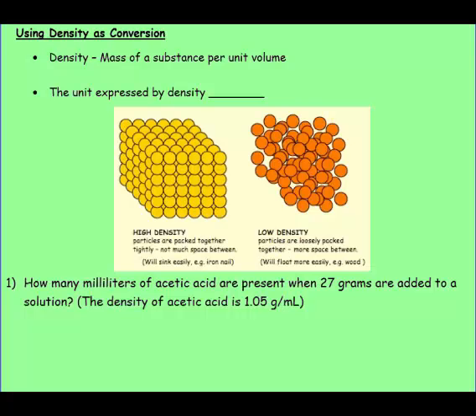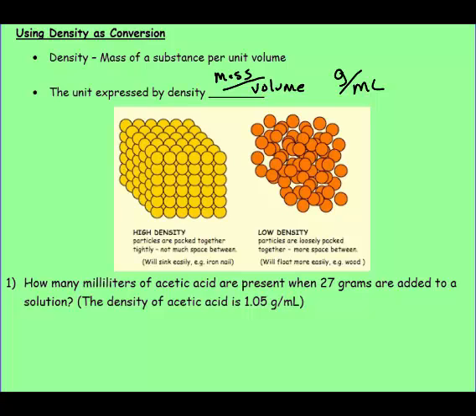Density is the mass of a substance per unit volume. The units are going to be mass over volume. Most of the time it's going to be in grams per milliliter, but it could also be grams per liter or kilogram per liter, but some form of mass over some form of volume.